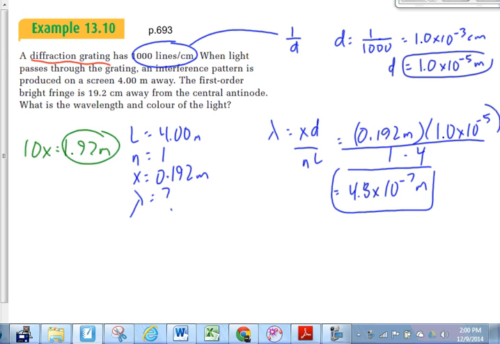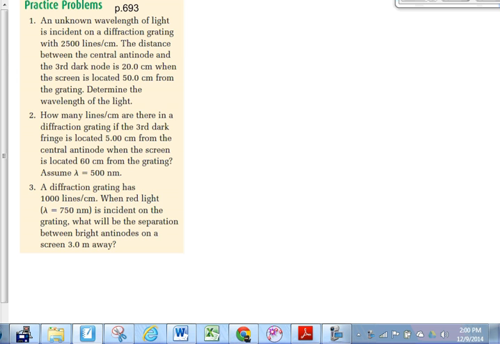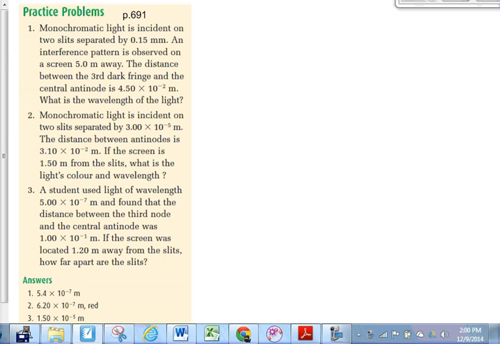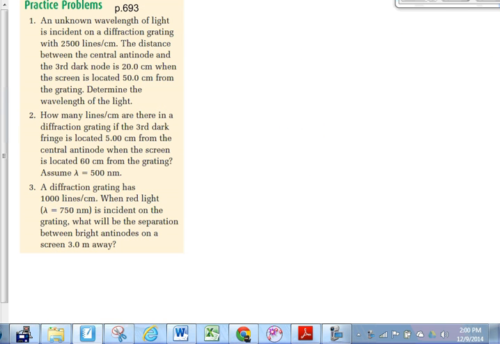Hey, your homework for tonight. The questions that I assigned just a couple minutes ago that you were working on, page 691, in addition to these 3 questions on 693. That's it.